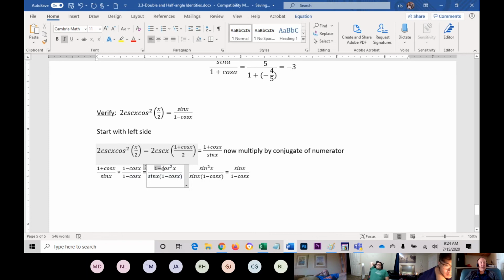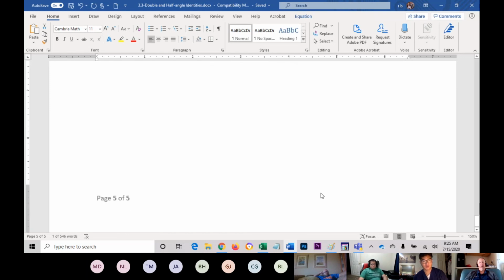Now we know that 1 minus the cosine squared of x equals the sine squared of x, because that's just our Pythagorean theorem identity. One of these sines will cancel one of these sines, and I'm left with the sine of x over 1 minus the cosine of x, which is what I was supposed to verify. Okay. So we're done.